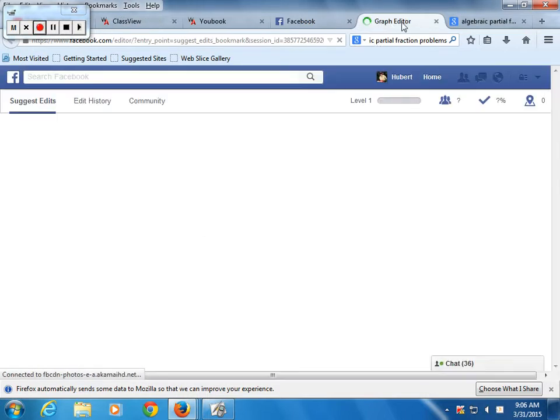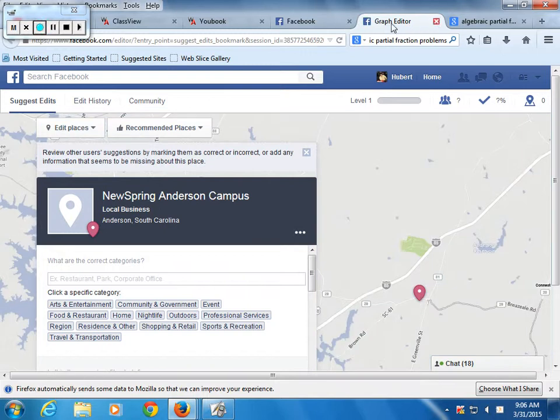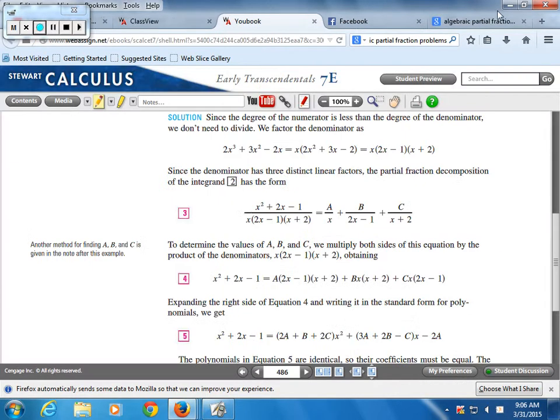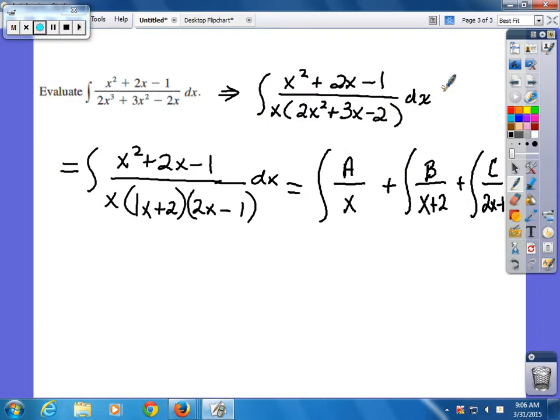Y'all remember how to do partial fractions? A lot of people don't. So don't take it to heart. Doesn't mean you're a failure or anything. It just means that you're probably going to live in a ditch.